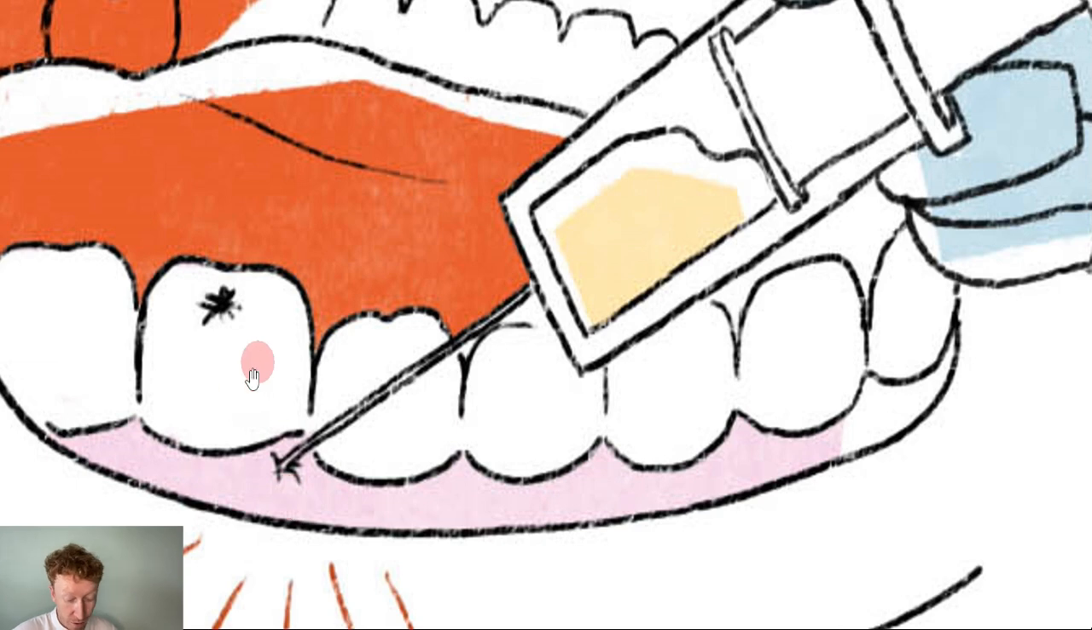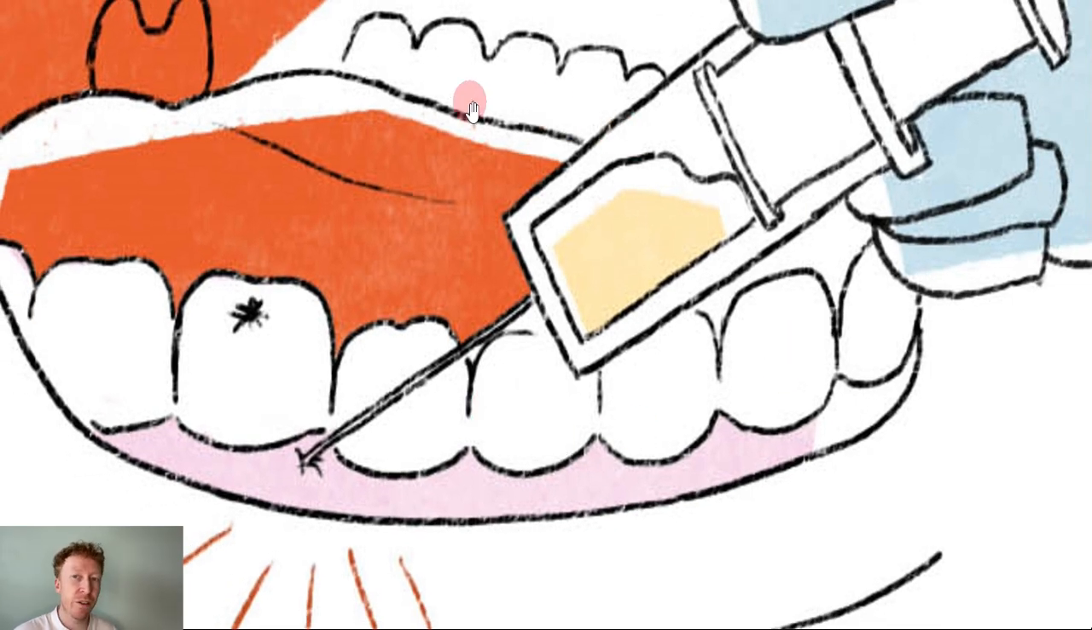You know, there are many other teeth in his mouth. There's lots of teeth, but the other teeth are healthy. So all of these teeth are healthy. It's just this one tooth which has a problem.